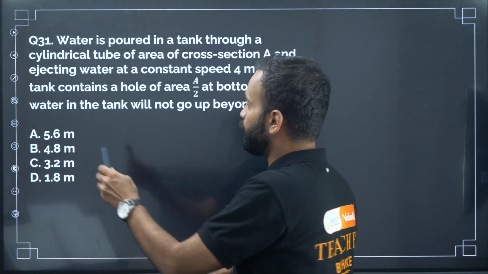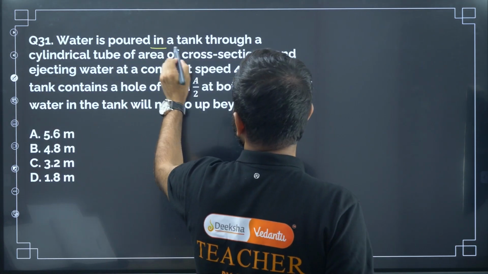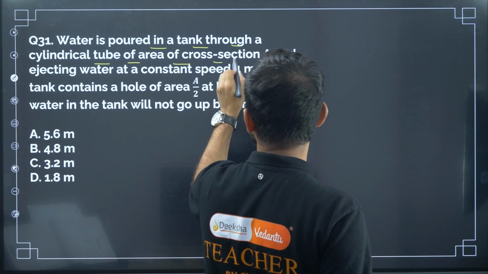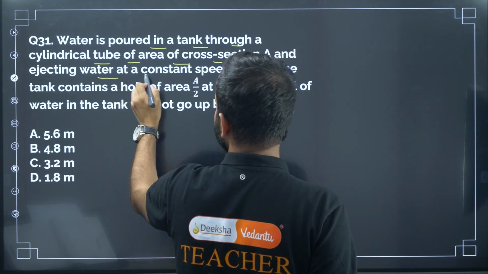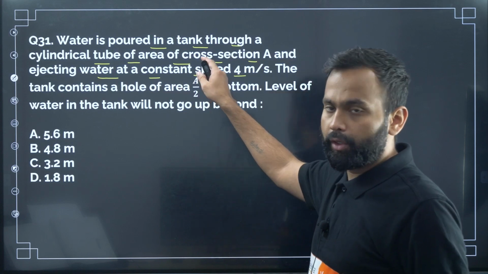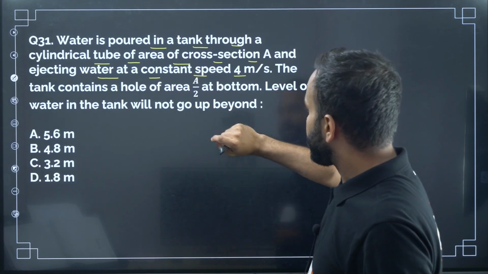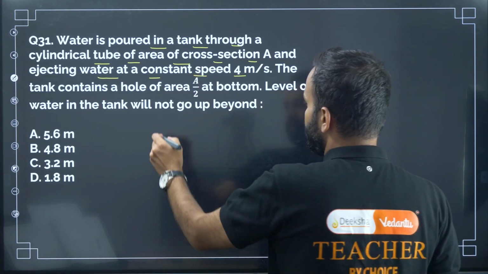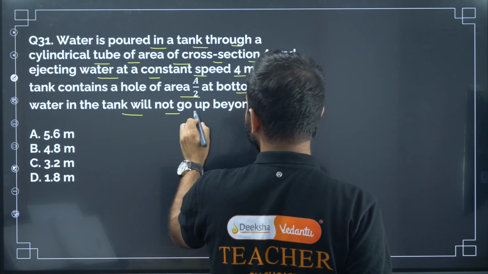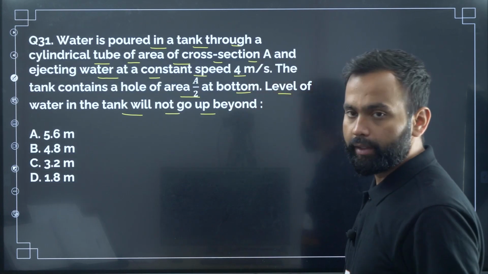Question number 31. Water is poured in a tank through a cylindrical tube of area of cross section A and ejecting water at a constant speed of 4 meter per second. That is, the velocity of efflux is 4 meter per second. The tank contains a hole of area A by 2 at the bottom. The level of water in the tank will not go up beyond.